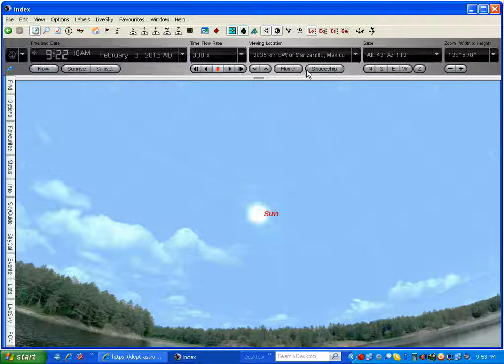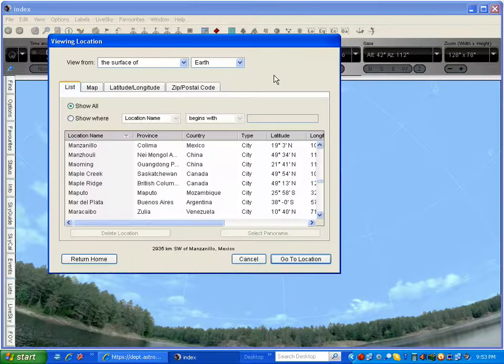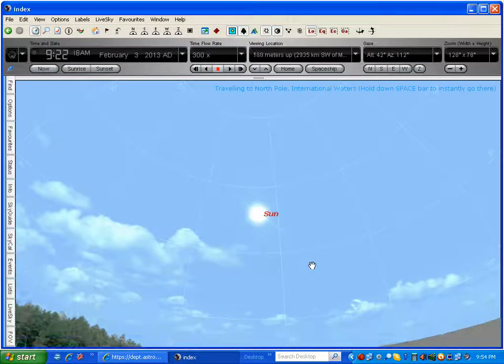Okay, to change your location, you come up here to the viewing location area of the menu. You use the drop down menu. You select Other. And now we wanted to go to the North Pole, so our latitude here is 90 degrees at the North Pole. I put in 0. That's the equator. So we're going to go to 90 degrees, which is the North Pole, and we're going to go there.